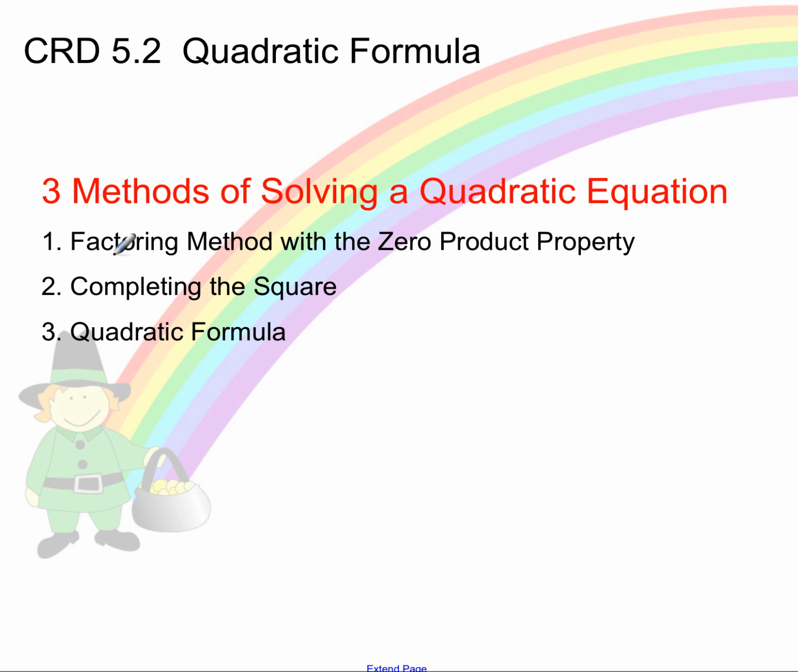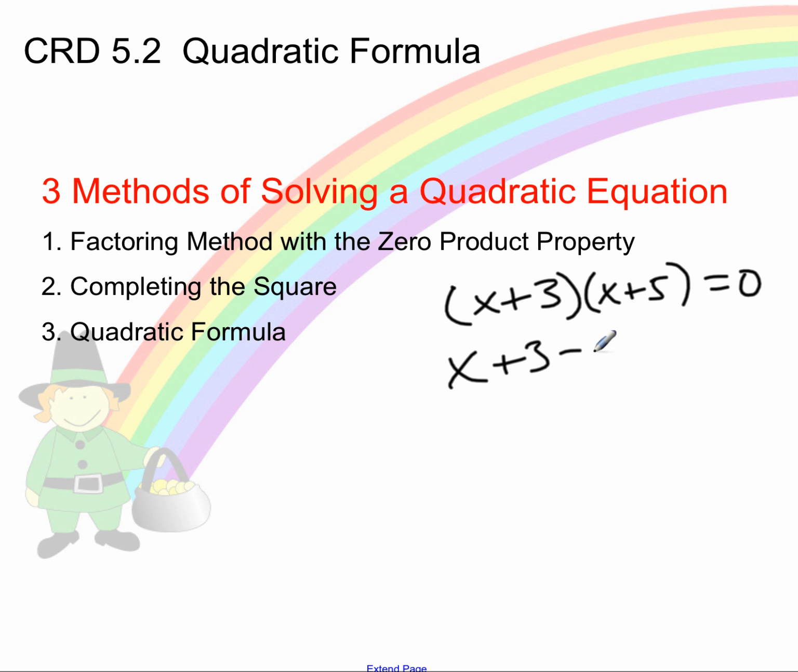Let's just quickly review. The factoring method. That's where you take a quadratic and you factor it into 2 binomials, like so. You set each binomial equal to 0, and you solve, and you come up with x equals -3 and -5 in this case.